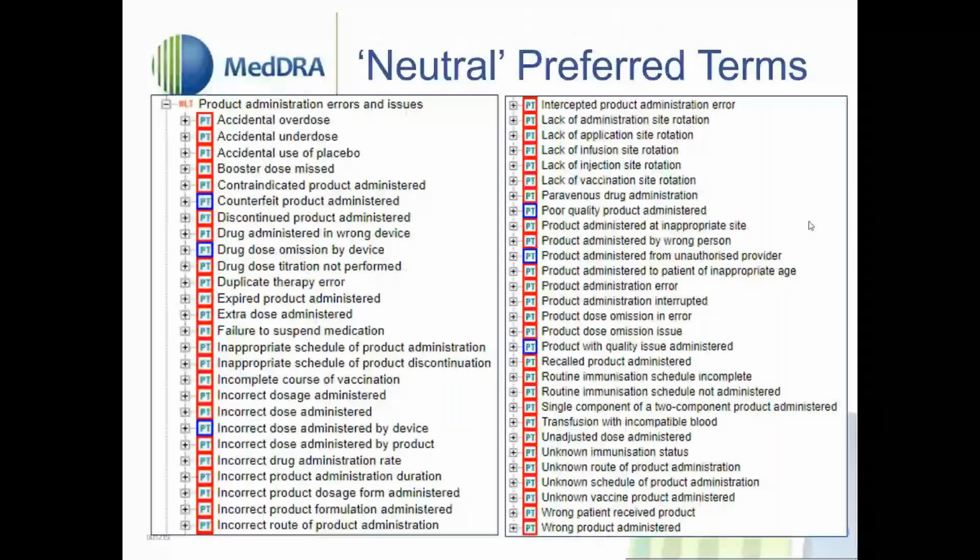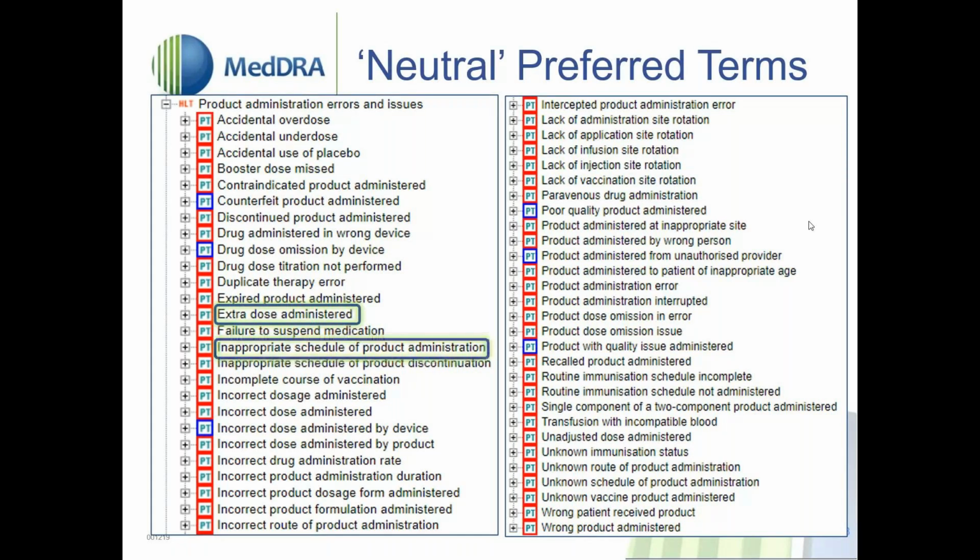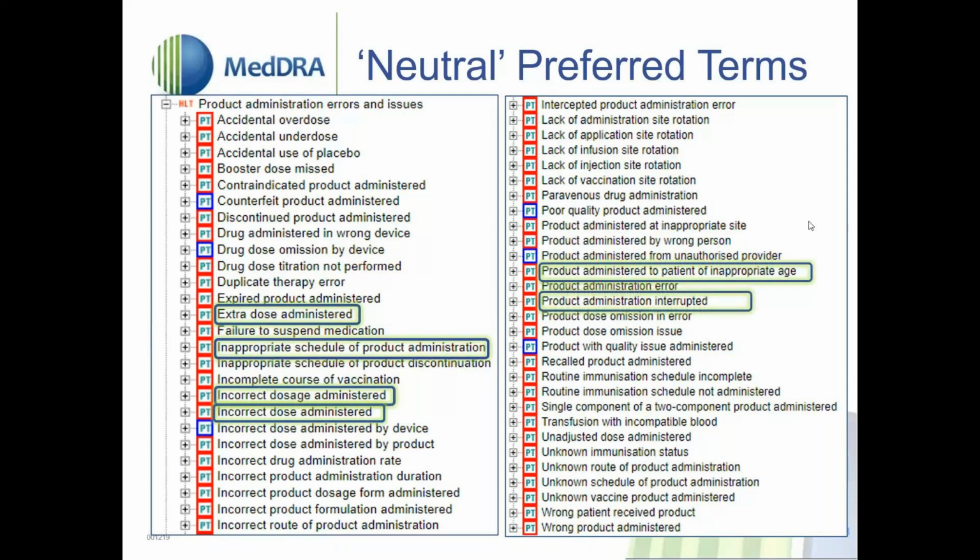These neutral terms do not contain the information accidental or intentional, and here are some of them highlighted. Extra dose administered, inappropriate schedule of product administration, incorrect dosage administered, incorrect dose administered, product administered to patient of inappropriate age, product administration interrupted, or product dose omission issue, for instance. So neutral terms that can be used.